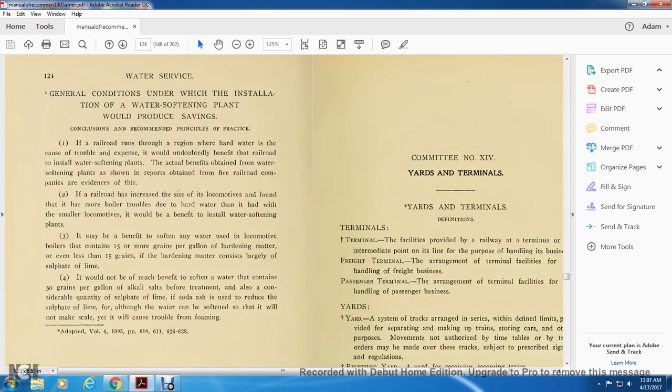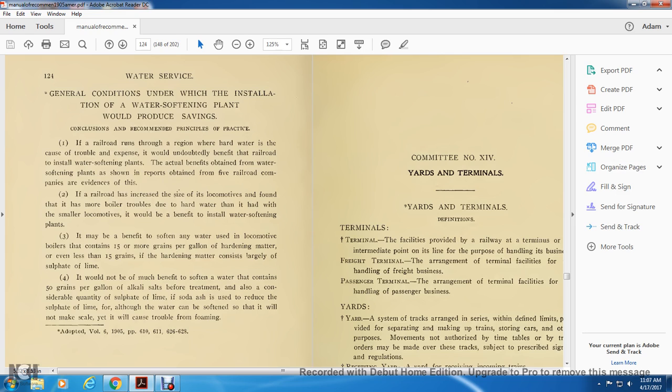General conditions under which the installation of a water softening plant would produce savings. If the railroad runs through a region where the water is hard, the cost of the trouble and expense would undoubtedly be offset by the benefit to the railroad of installing water softening plants. The actual benefit obtained with water softening plants is shown by the returns obtained by five of the railroad companies as evidence of this.